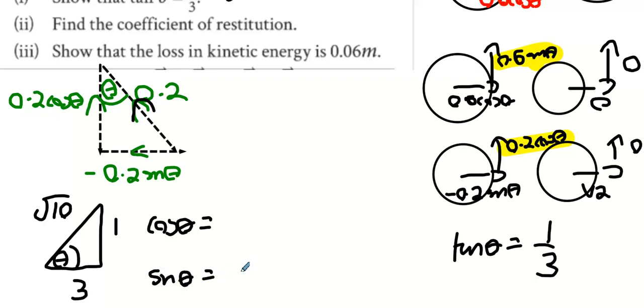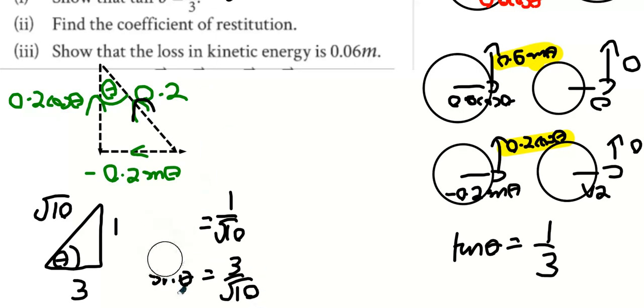What do you think? 1 over root 10 and 3 over root 10. It is the other way around. Thank you for that. Cos theta and sine theta: opposite over hypotenuse, adjacent over hypotenuse. All right, great. Nearly there now. Very close to being done here.